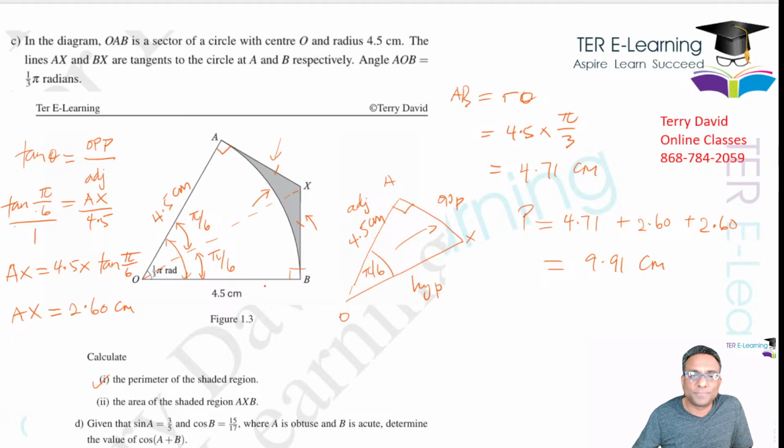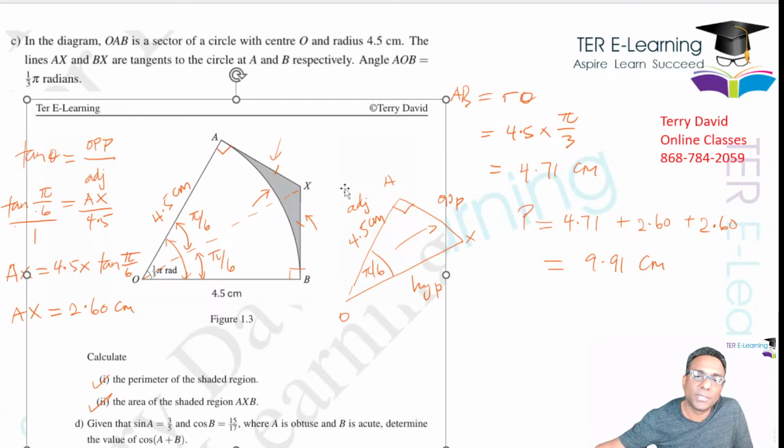Right, so I'm trying to give a comprehensive question here. The next part, part 2, we want to work out the area of the shaded region. We want the area of the shaded region, so let me just copy this to a slide here. Hold on.